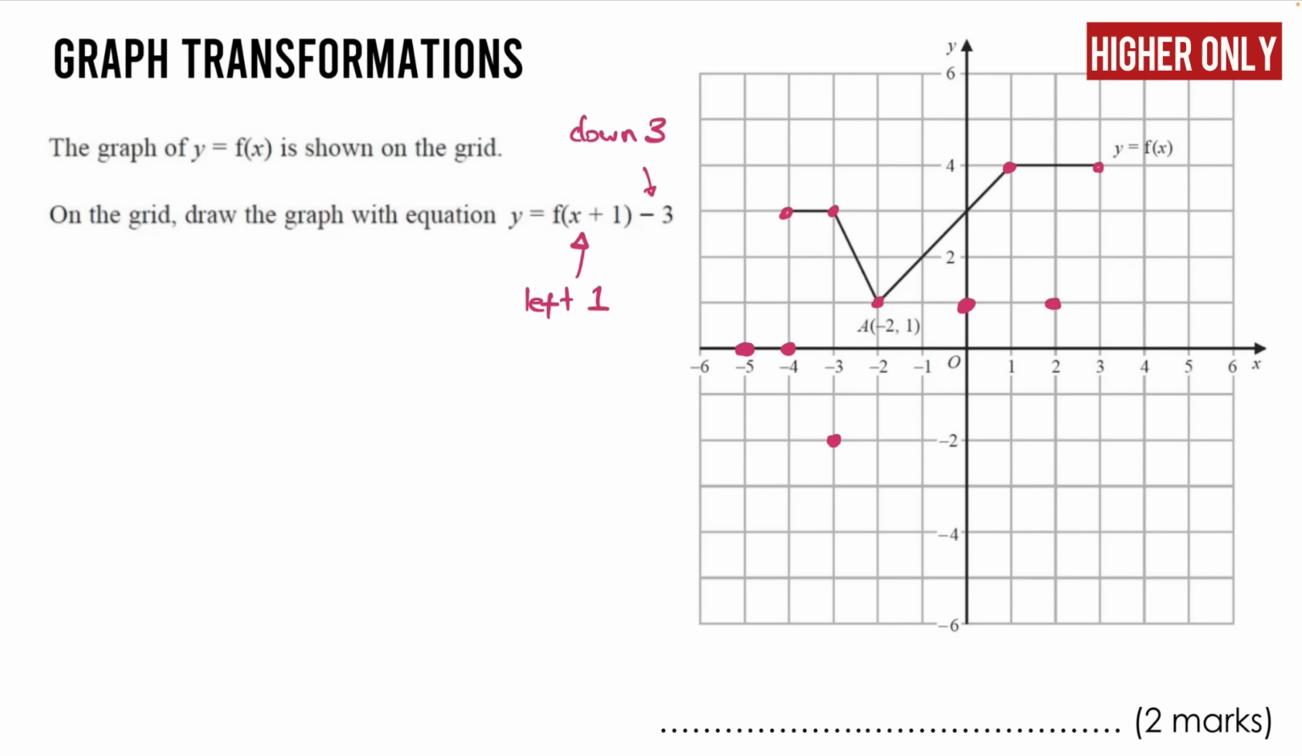So now I want to join it up, obviously nice and clear, particularly as we're going over the top of the axes there. I want to make sure that bit's a nice thick line, and then the last one, and there we go. So there's my graph drawn in. I've moved it left 1 and then down 3.